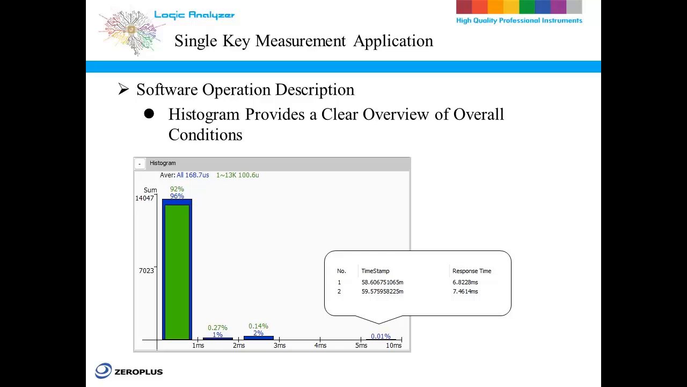In the chart, you can display the status of both groups at the same time, making it easy to compare differences. The 0.01% of cases exceeding 5 milliseconds will also stand out, so you can quickly get a clear picture of the overall situation, making your analysis much more straightforward.